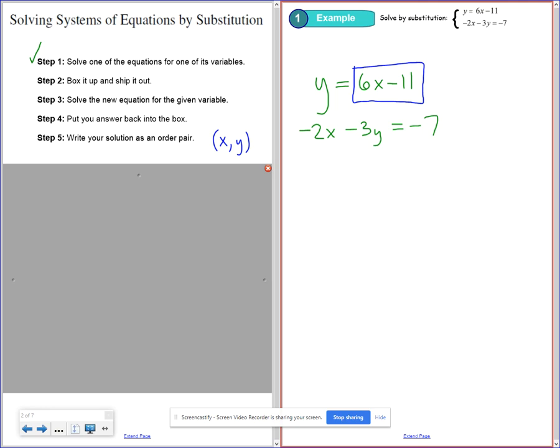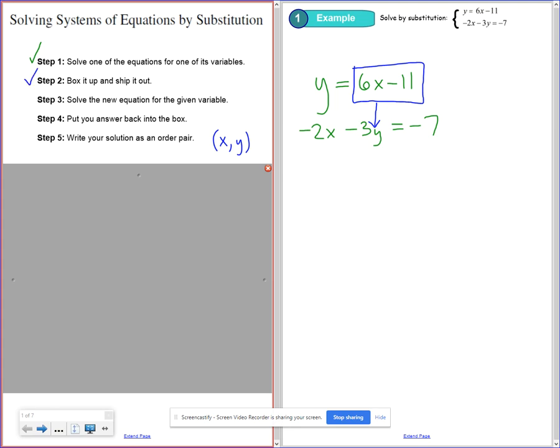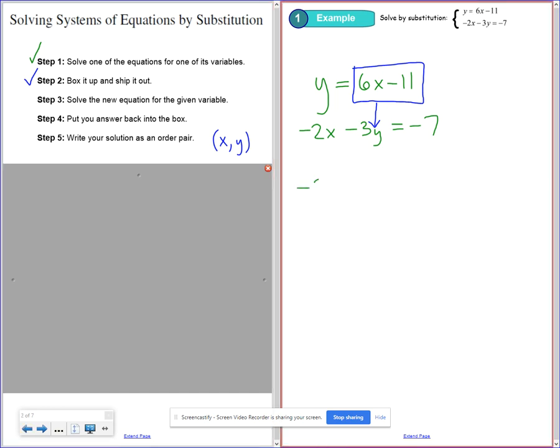This box is equal to y. So when I ship it out, I'm going to ship it out for the variable y. So I got step 2 done. Step 3 says solve your new equation. So you get a new equation here. When we ship out the box, we're going to have negative 2x minus 3, but instead of having that y there, we're going to put the box in place of it. We're substituting 6x minus 11 in place of the y. So this is our new equation.